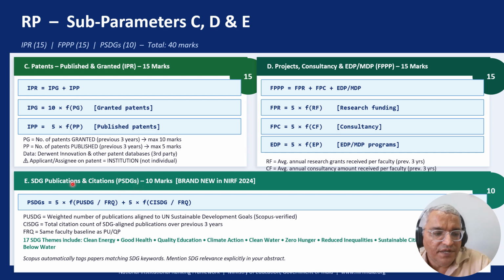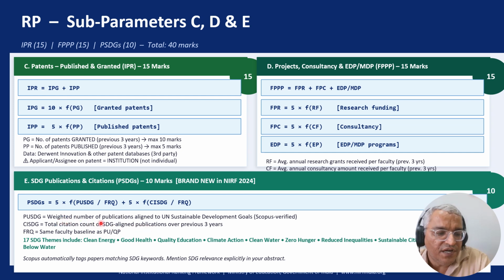The last parameter is SDG publications and citations. It carries 10 marks. In this you have publications which are mapped with SDG per faculty required. So FRQ comes from the SFR, which is 15:1, and 5 marks for the citations, for total citation count for SDG aligned publications over last 3 years.